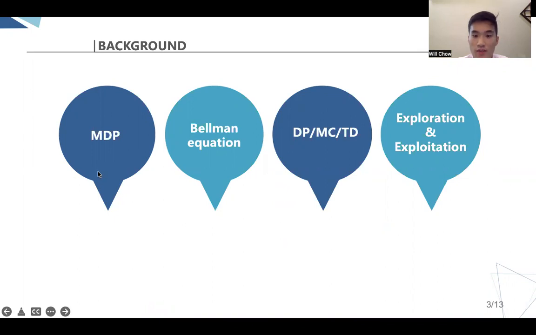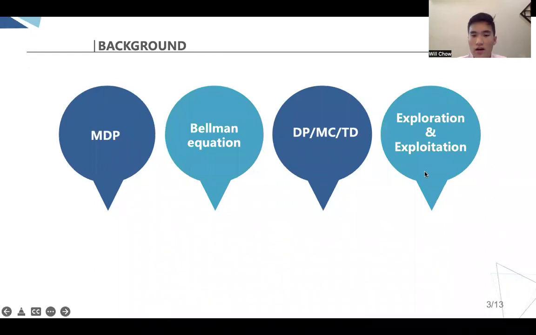MDP, Markov decision process, which means the next state is only relevant to the current state. And the Bellman equation is used to update the state action value function in Q-learning. Besides, DP, which means dynamic programming, MC, which means Monte Carlo, and TD, which means temporal difference. These three approaches are able to help us dive deeper in understanding Q-learning. And also Q-learning is actually given birth by these algorithms.